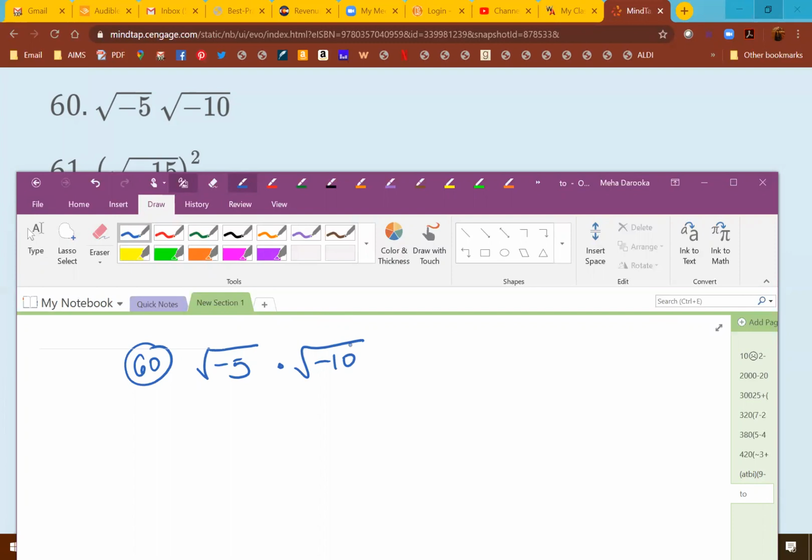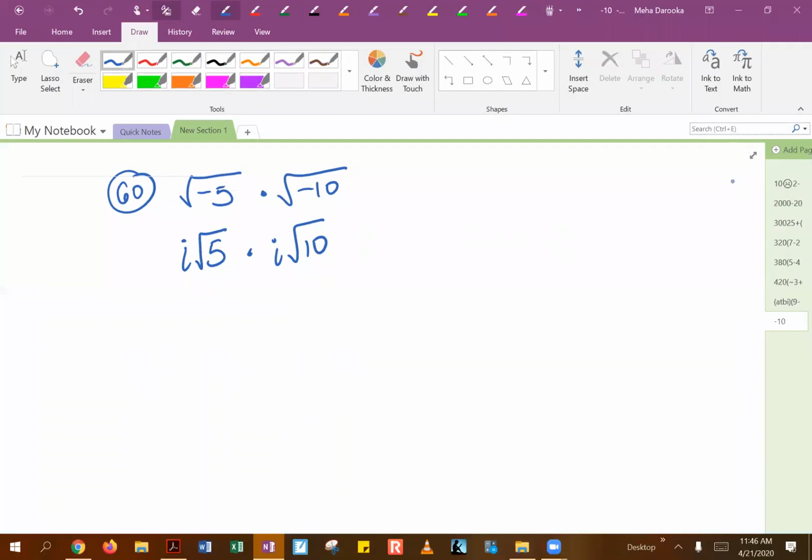Would it be I root 5 and I root 10? Yeah, very good. Yeah, we want to bring that negative sign outside as the imaginary number I. So this will become I square root of 5 and I square root of 10. Okay, very good. And now we can go ahead and multiply these. Would it be I squared 5 root 2?